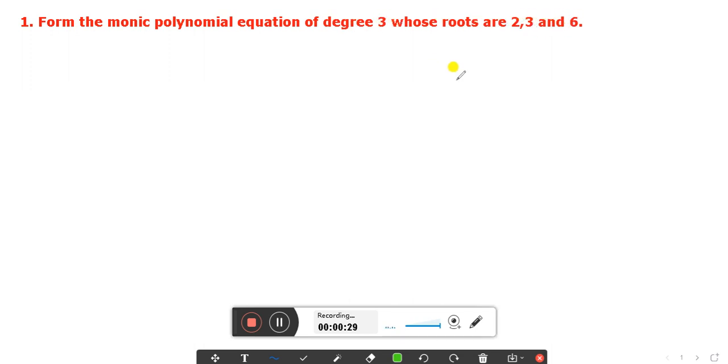To do such questions, first of all we have to know what a polynomial is, what a monic polynomial is, what the degree of a polynomial is, and what the roots are. We have to know about these points. So first we have to know the concept of polynomials and monic polynomials. Shall we go to learn about that?